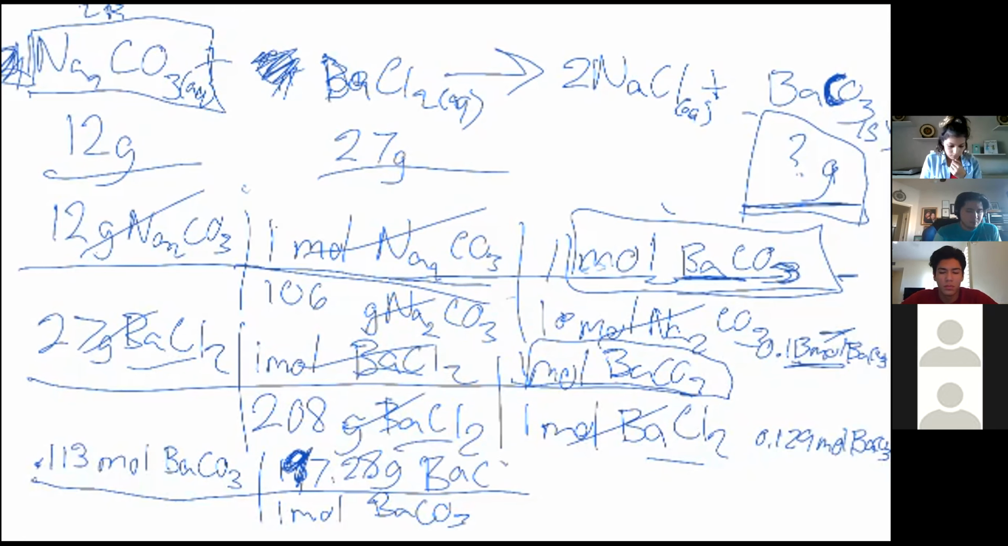Barium carbonate. So moles are gone. Grams of barium carbonate. Is that what we were looking for? Yes. Okay, then without further ado, you multiply these, get your answer. And what do you guys get? 22.29. Wait, what? 22.29 or 22.3. 22.3 grams of barium carbonate.